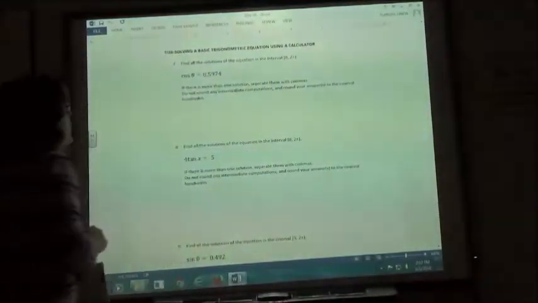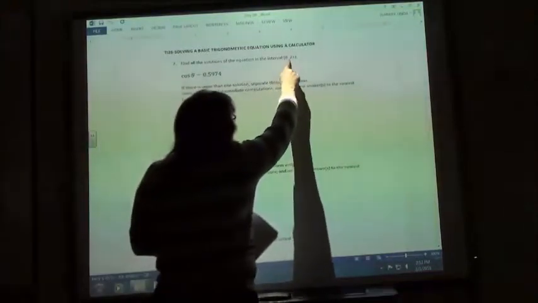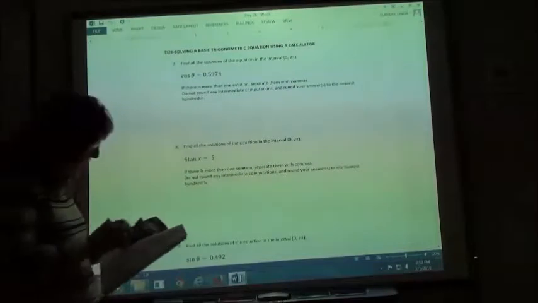Seven, 8, and 9 are solving basic trigonometric equations using your calculator. These are going to be in radians. I know that because it says between 0 and 2 pi. So I want to make sure my calculator is in radian mode.